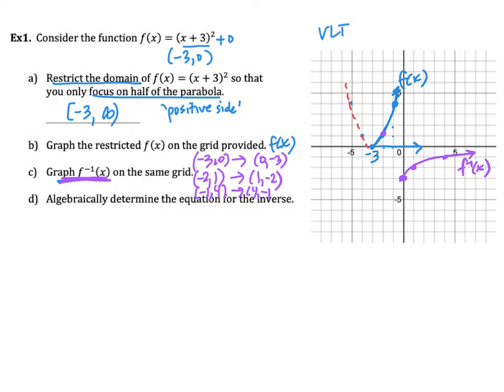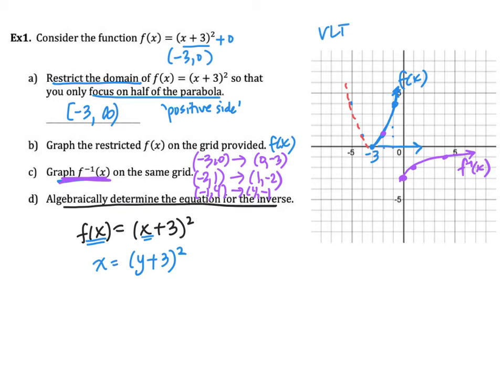And then lastly, it says algebraically determine the equation for its inverse. So this is where people might get confused at the beginning. So we take our original function, which is just f(x) = (x + 3) squared. Remember, this is our y, this is our x. So I'm going to switch the x and y.